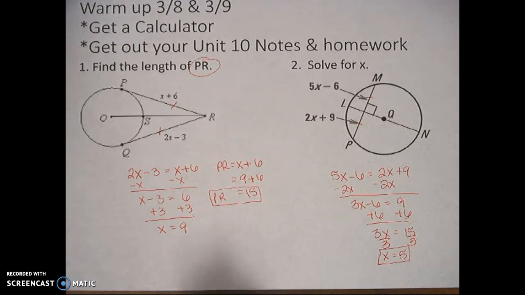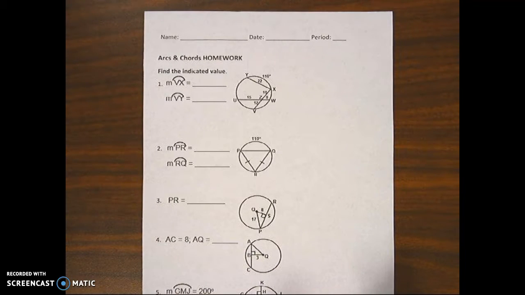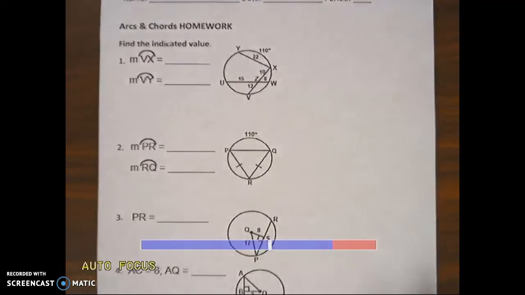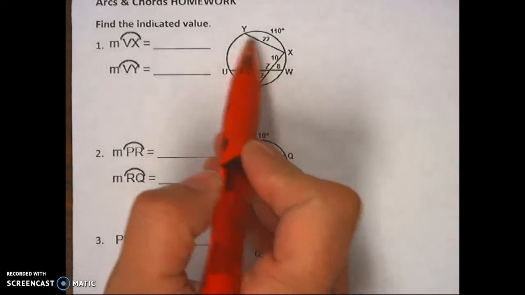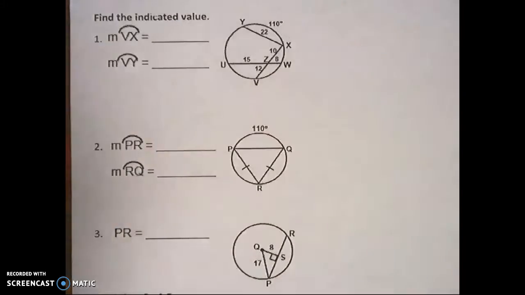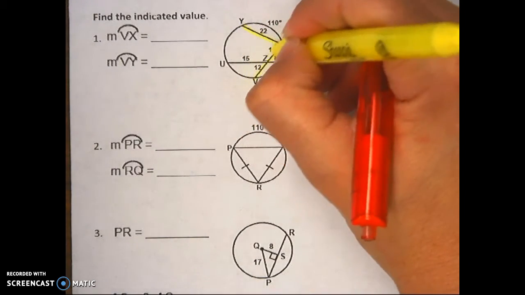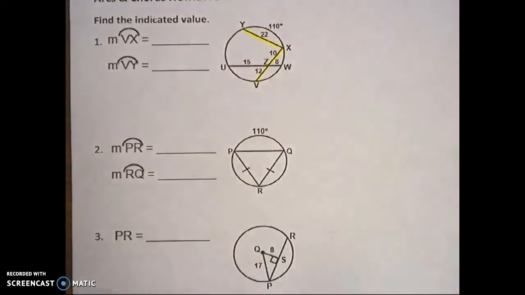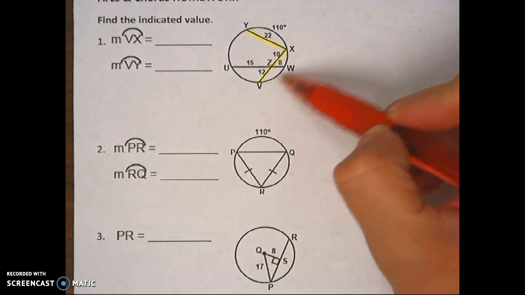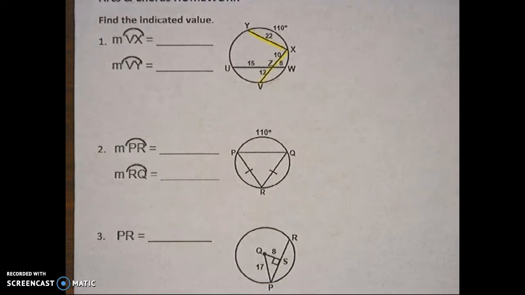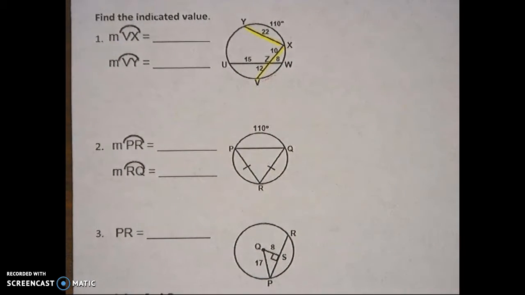So that's just a brief reminder of what we did last class. I'm going to look at a couple of problems on your homework as well. This homework I will check the next time we come into class. A couple of things that I want to point out is these two chords are the same. So this one is 22, and this one is 22 as well. That makes the arcs the same measure. So if arc XY is 110, the arc on the opposite side, intercepted by VX, would be 110 as well.